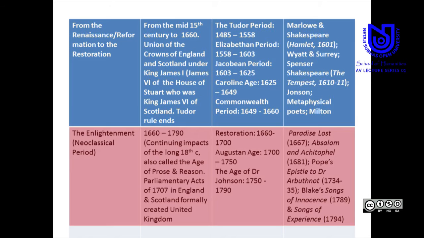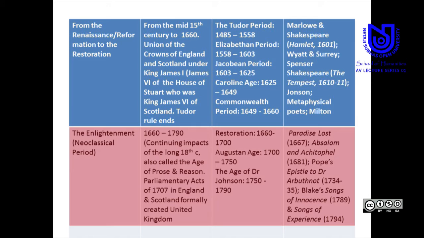Now notice interestingly that we have placed Milton in the earlier period also. But if you look at Paradise Lost, the text that you are studying, that dates to 1667, along with Dryden's Absalom and Achitophel, Pope's Epistle, and the beginnings of Romanticism, the early Romantic poets like Blake.